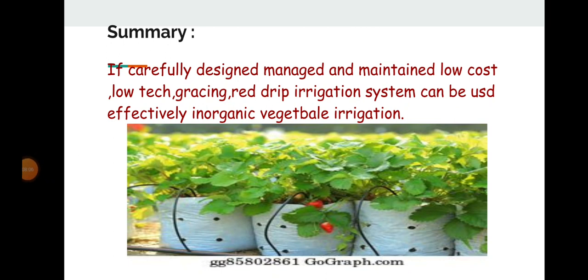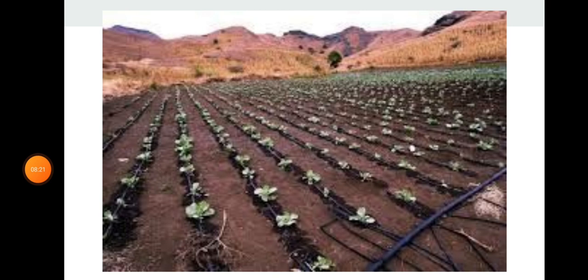And the last concept is the summary. If carefully designed, managed, and maintained, a low cost, low tech drip irrigation system can be used effectively. It can be used effectively for organic vegetable irrigation and for the growing of plants.